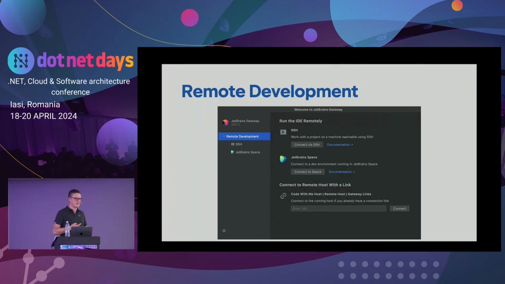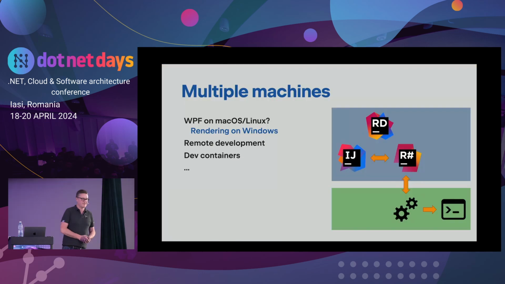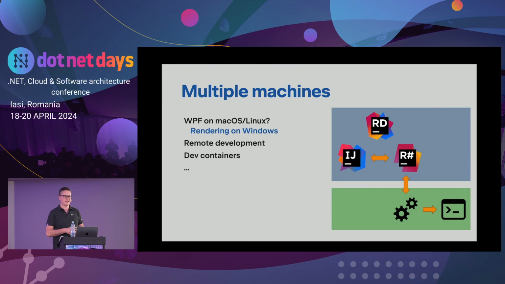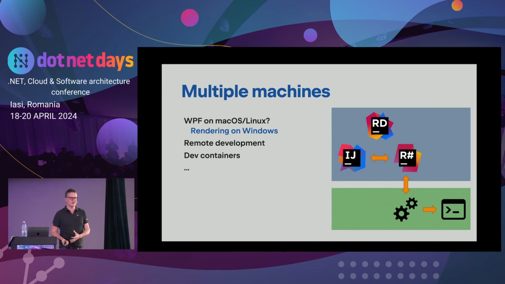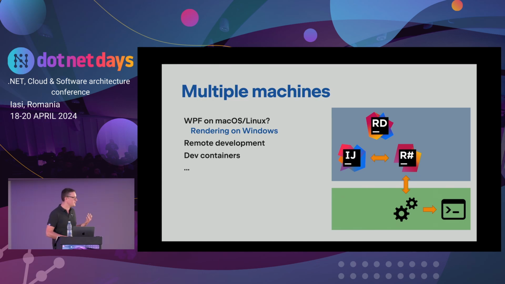Remote development, same thing. You connect to a remote SSH server and you work with it, same protocol. There is some future and side effects from all of this. If we can run on multiple machines, can we maybe extend how we work with this? What if you want to build a WPF application while you are working on Linux or macOS? We could essentially preview and compile the WPF code on a Windows machine, pipe it through the protocol, and show it on your Mac. We're not there yet, but it's one of the scenarios that we think might make sense as a feature, and that is something useful.